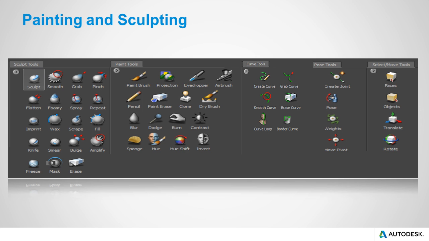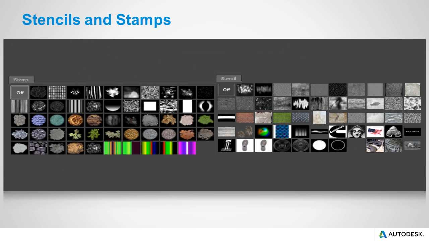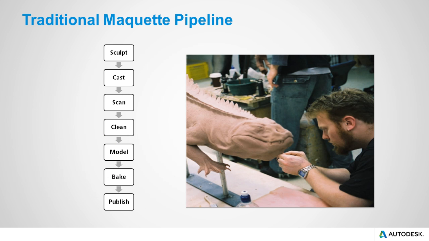So painting and sculpting tool sets, quite simple. We have the sculpting tool tray, the paint tool tray, curve tools, pose tools, and select move tools. These are quite simply laid out into the bottom of your interface within Mudbox. Very simple to use and adjust to what your liking may be for sculpting. Stencils and stamps, these are some of the default stencils and stamps. Let's take a look at some of the using textures for stencils and stamps here.